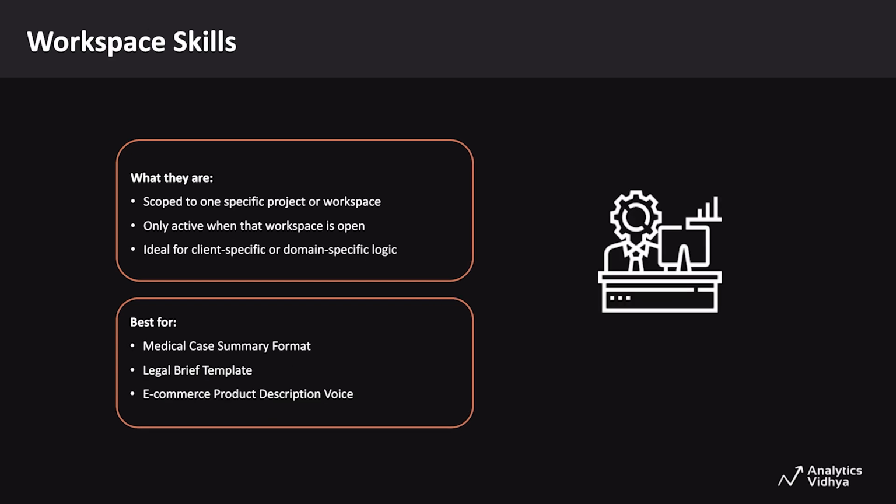Now, let's talk about workspace skills. These are designed for a specific project and are only active when that workspace is open. For example, if you are working on a product marketing brief for a new launch, that logic is specific to that project and would be a workspace skill. These skills are great for client-specific or domain-specific logic that only applies in one project, ensuring the right context is applied.